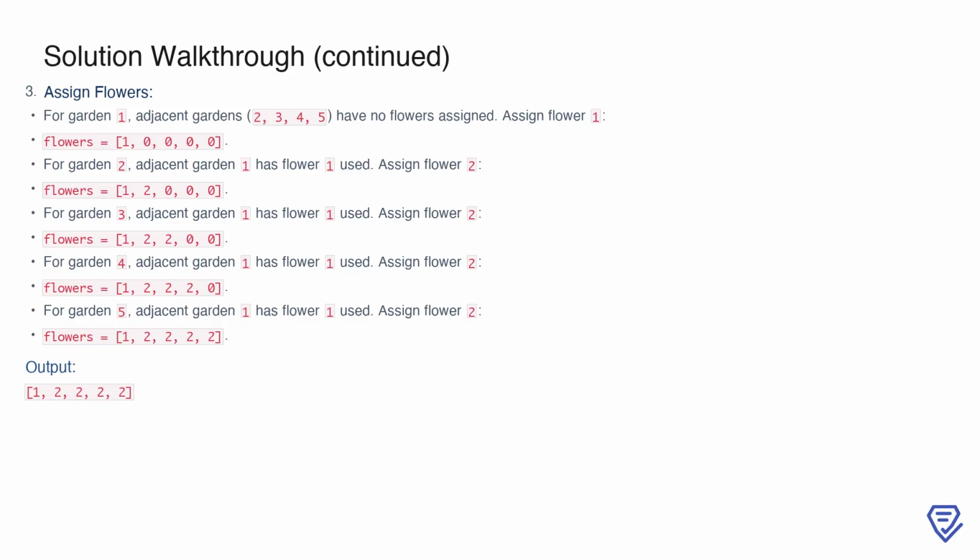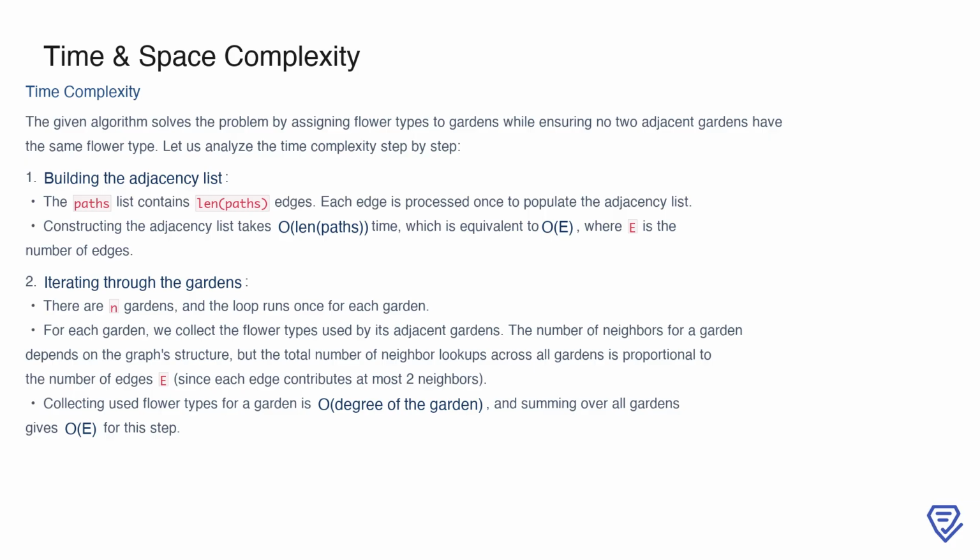Similarly, for garden 3, its adjacent garden 1 has flower 1 assigned, so we assign flower 2 to garden 3. The array updates to 1, 2, 2, 0, 0. Following the same logic, we assign flower 2 to garden 4, updating the array to 1, 2, 2, 2, 0, and then to garden 5, resulting in the final flowers array 1, 2, 2, 2, 2. This ensures no two adjacent gardens share the same flower type, and the output for this example is 1, 2, 2, 2, 2. In this algorithm, we aim to assign flower types to each garden such that no two adjacent gardens share the same flower type.